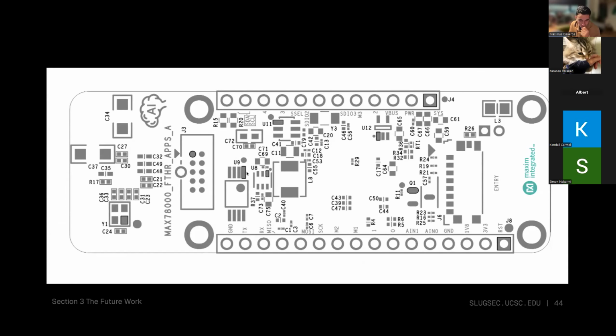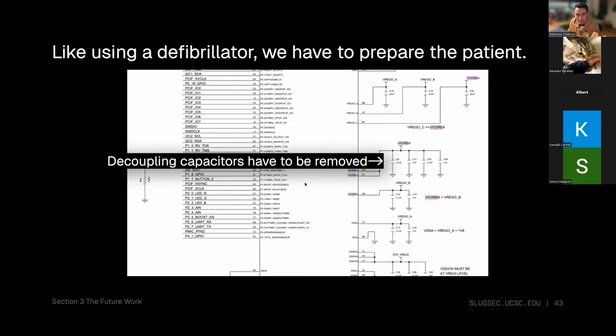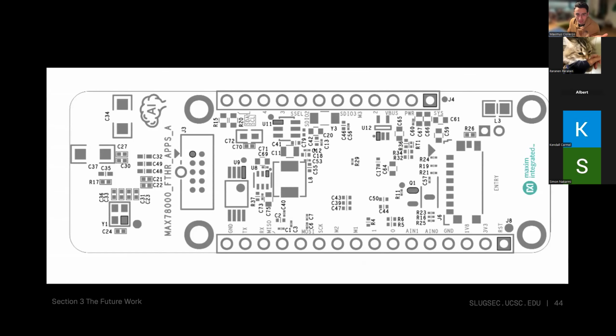This is the back of the MAX78000 Feather board, right? So before, we were looking at C55, C53, C17, C89. We have C20, right? All connected to VCORE A, the trace or the node that we want to glitch. Now we actually have to go through the process of finding them. So, can you see these capacitors at all? I mean, yeah. Anybody see the capacitors?